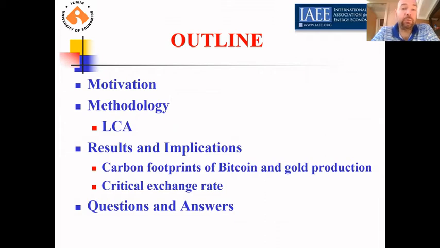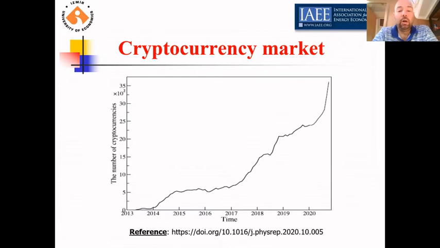We have two main sets of results in this work, the carbon footprint values of Bitcoin and gold separately, and the critical exchange rate, which is the main result of this work. And at the end of the presentation, I will be happy to answer any questions you may have. The presentation will last about 15 minutes max, and I guess we will have plenty of time for the questions answer session afterwards.